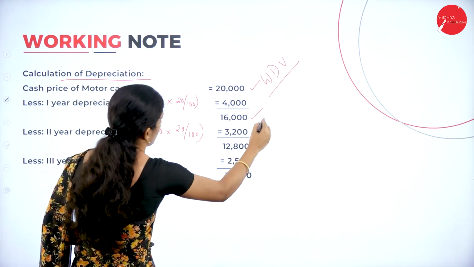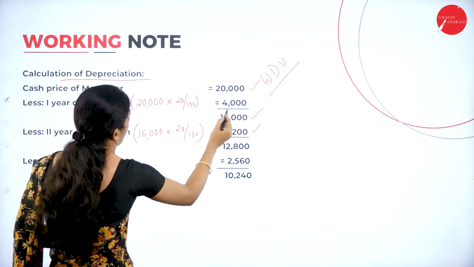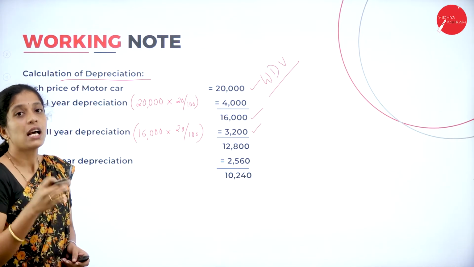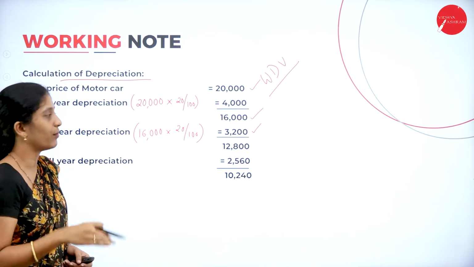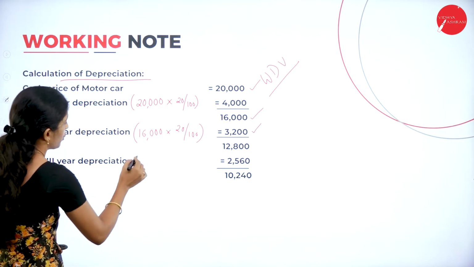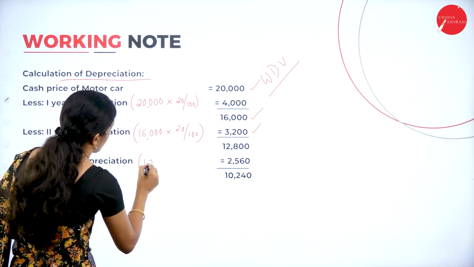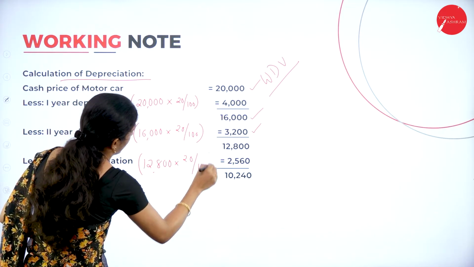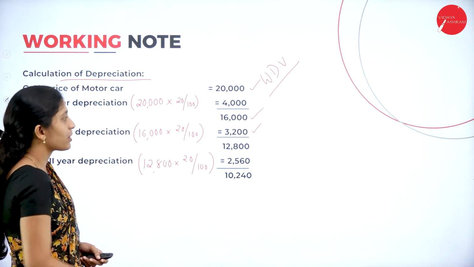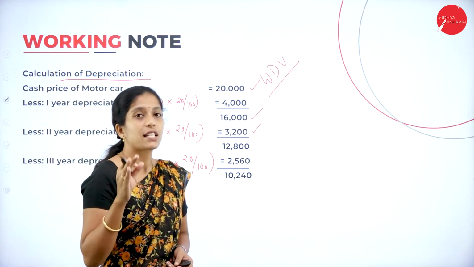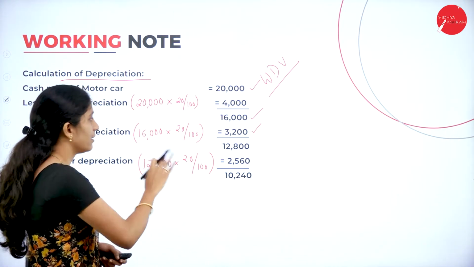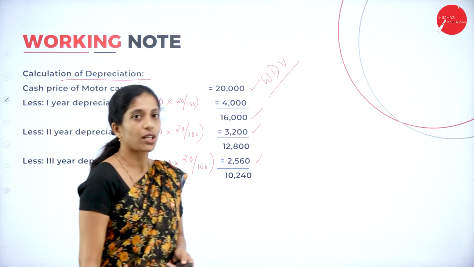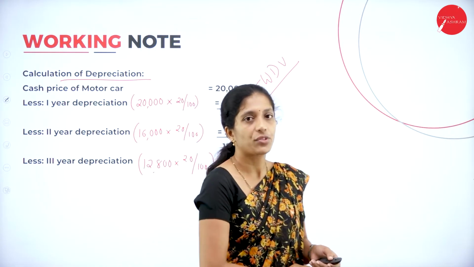So, we'll get 3,200. Why are we calculating on this reduced amount? Because we are going to calculate depreciation on the written down value method or diminishing value method. For third year depreciation, if you deduct this, you'll get 12,800 into 20 divided by 100. So, we'll get 2,560. Since they have asked us to calculate depreciation only for 3 years, we are done with this. So, third year depreciation is 2,560. Now, we shall directly move on to the ledger accounts.